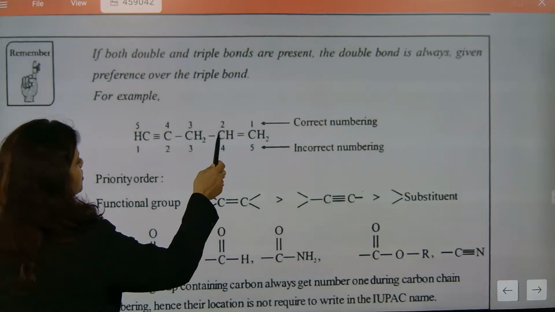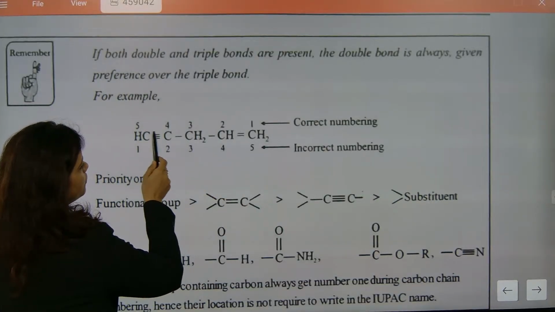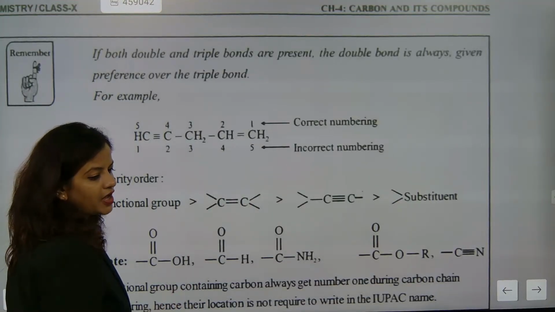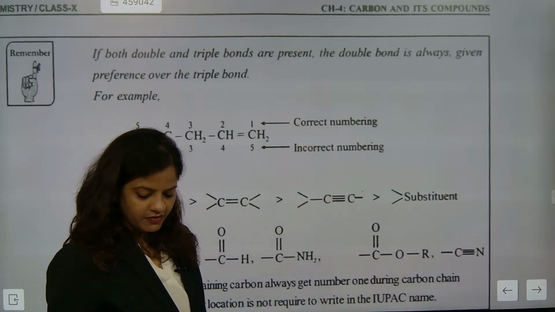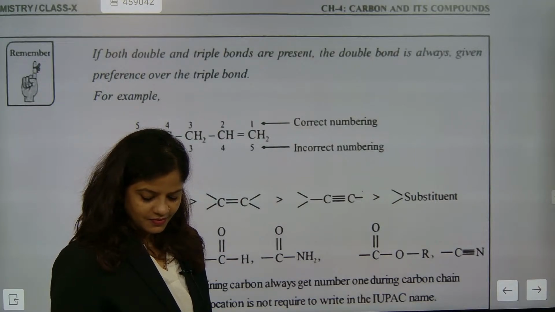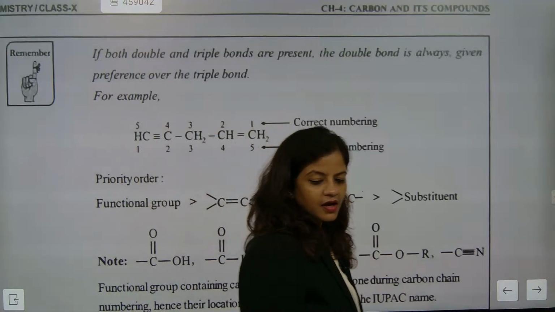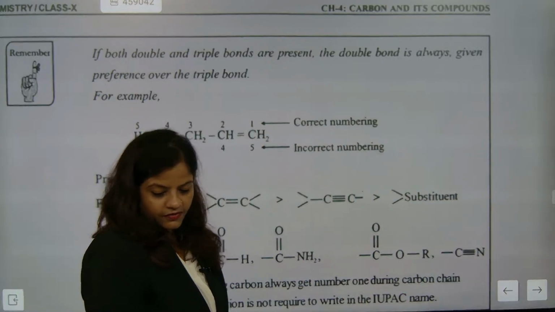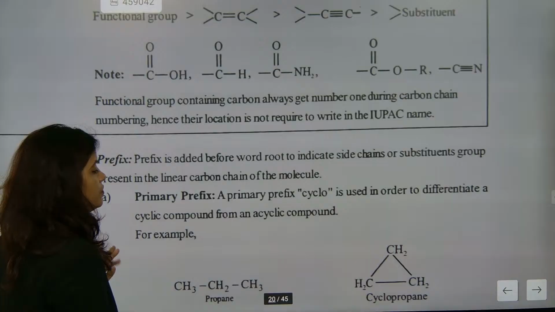So what is the situation? One, two, three, four, five. Here one question is there, so you just check: one, two, three, four, five. Here it will become pent-1-en-5-yne. Understood? Pent-1-en-5-yne, and that's the most important part. This is the most important thing. You'll be writing this part.